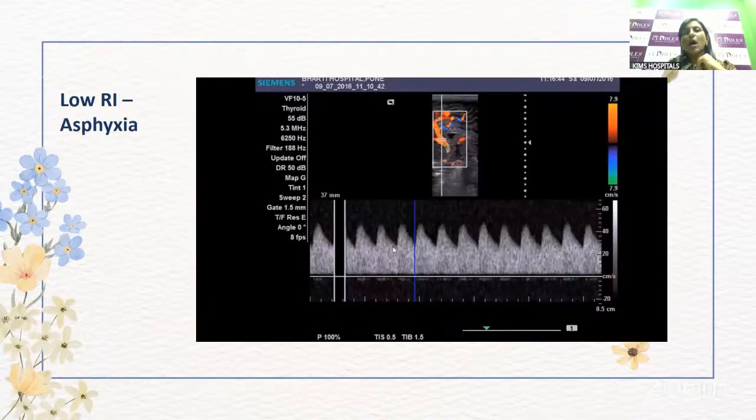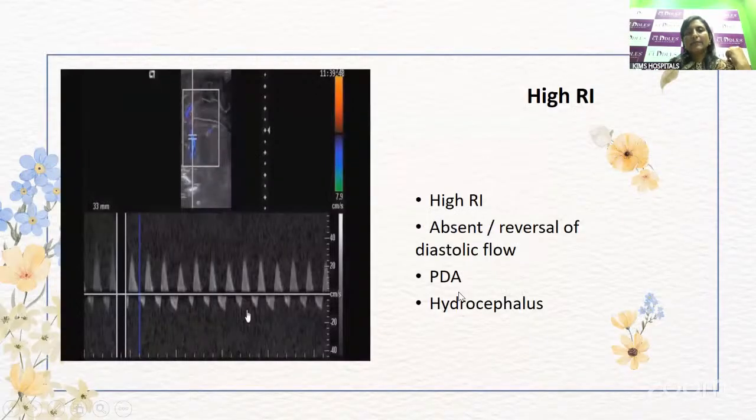So this is low RI in asphyxia. Here we can see that the end diastolic velocity is increasing. And here we can see the reversal of diastolic flow.